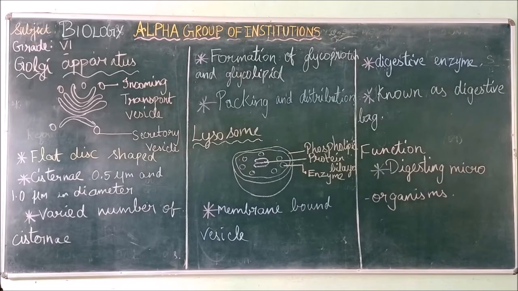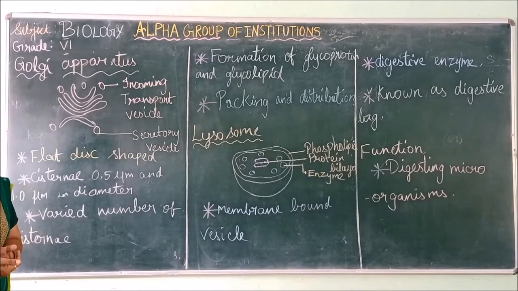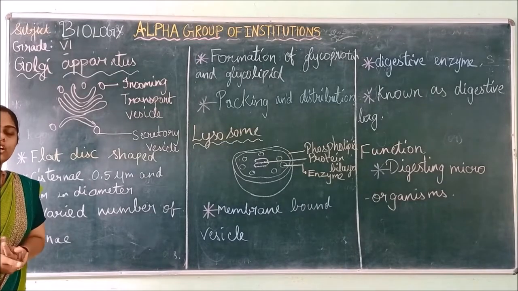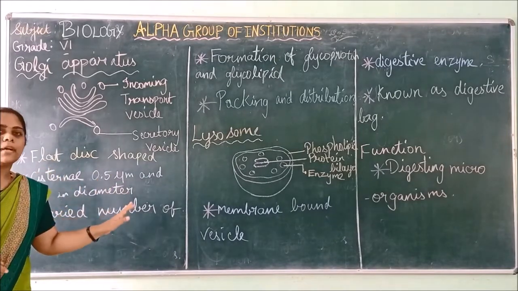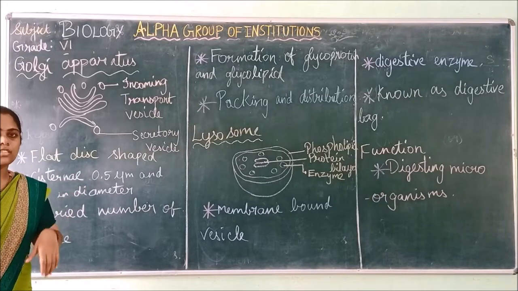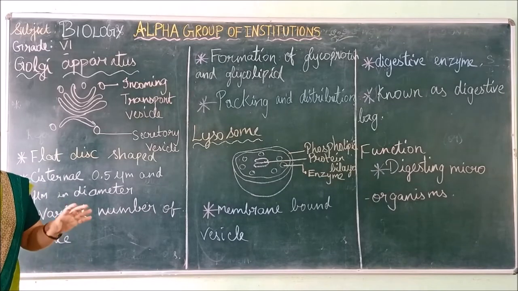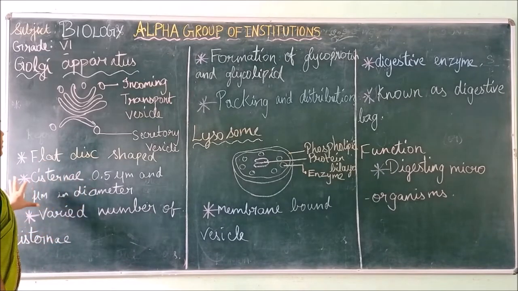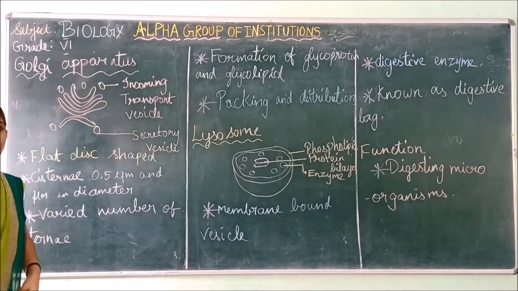The next organelle that we are going to see is the Golgi apparatus. In the last class, I told you about the endomembrane system. What are the organelles that we have considered in it? The endoplasmic reticulum, Golgi apparatus, mitochondria and lysosome. These are the organelles that come under the endomembrane system. We saw about endoplasmic reticulum, so you know what it is. Next is the Golgi apparatus. What is the Golgi apparatus? This is the structure of the Golgi apparatus.